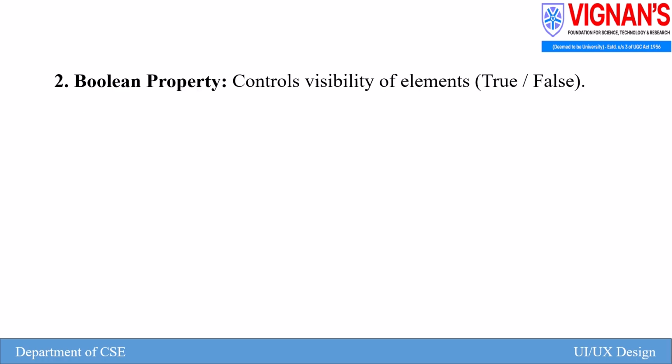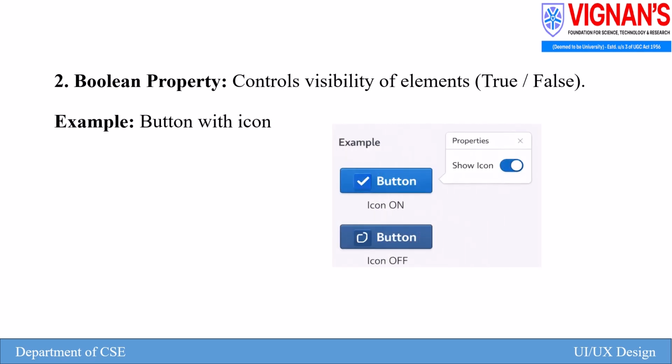Boolean property is used to control the visibility of elements using two states, true or false. For example, in a button with an icon, when the Boolean property is set to true, the icon is visible. When it is set to false, the icon is hidden.